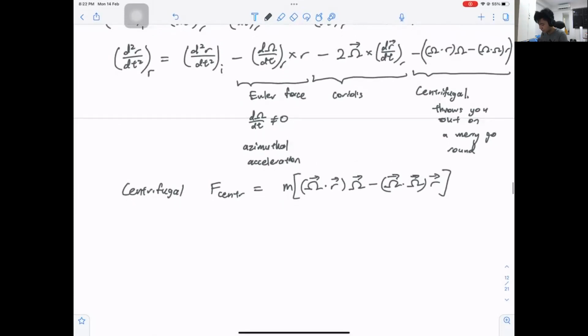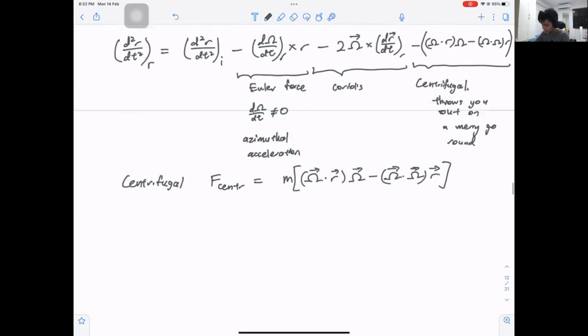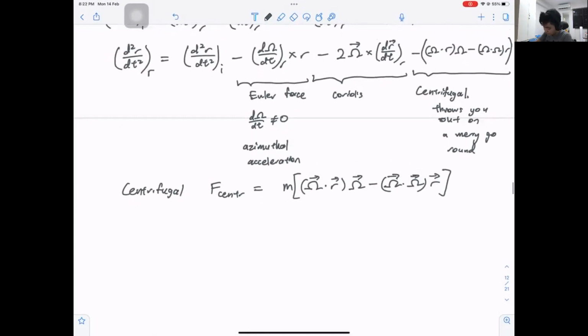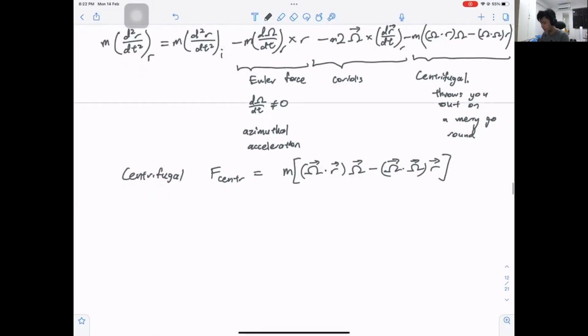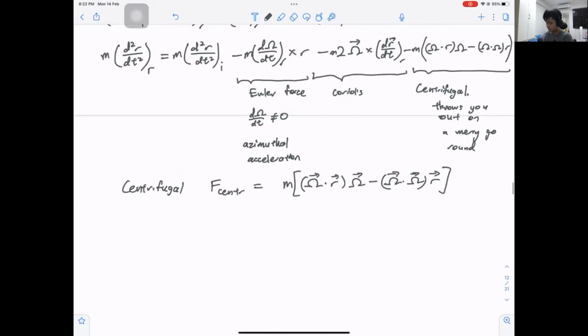Strictly speaking, these aren't the forces yet, but if we just throw in an m over here, then all of them are forces. I'll just throw in the m everywhere. Then we can call them forces. If not, they're just accelerations. I forgot to add in the m just now.